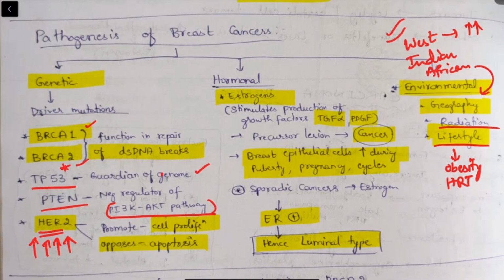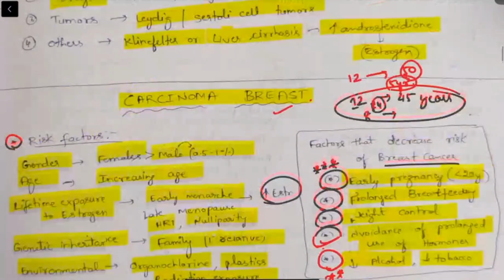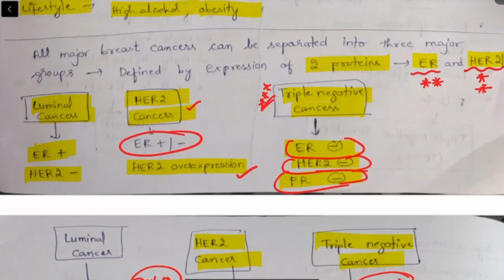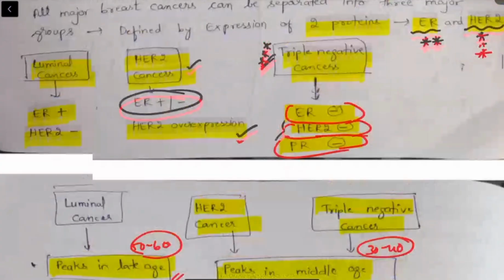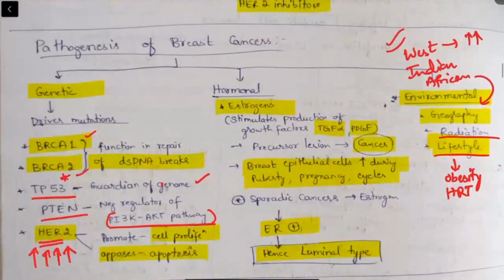So till now we have discussed what carcinoma of the breast is, what the risk factors and protective factors are, the molecular classification of breast cancers, and then the pathogenesis of breast cancers.